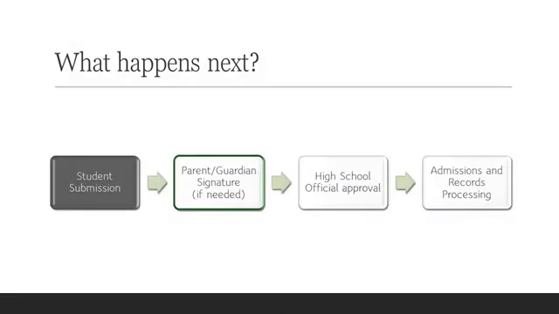If you entered any parent information, a link will be sent to the email address entered. Your parent or guardian will need to create an account, review the information you submitted, and sign the form. Once they are done, your high school official will get a similar email with a link to review, approve, and sign the form. They may also be required to create an account if they haven't done so already. If you are not required to enter parent information, the form will go straight to your high school official. After your high school official approves, the form will be submitted for processing to our Admissions and Records Department.